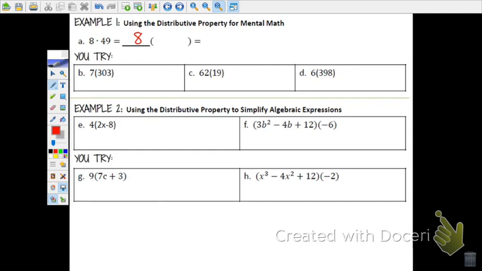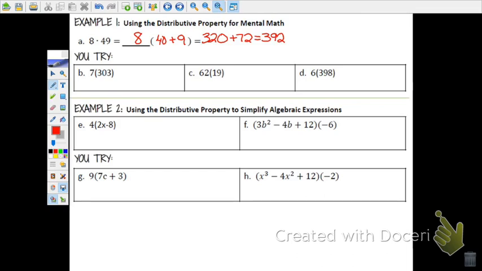If I were to do addition, I would split my 49 up into 40 plus 9. Because I can multiply powers of 10, I can just multiply the 8 times 4 to get 32, add my 0 on, 8 times 9 is 72, and I get an answer of 392.